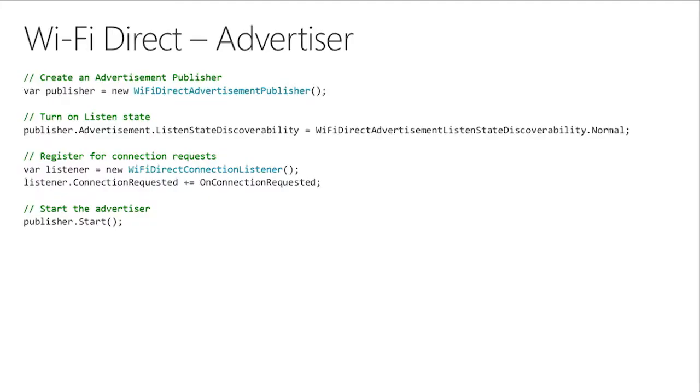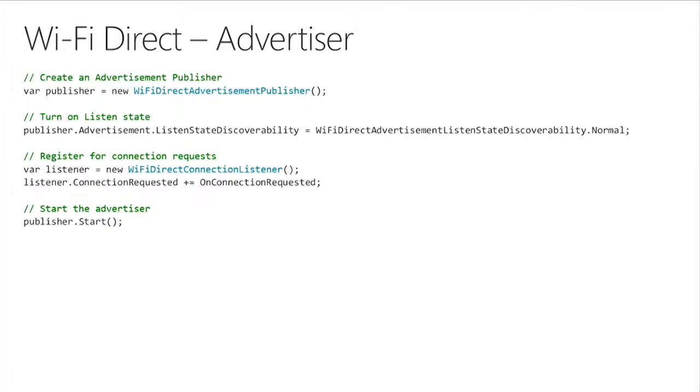So let's talk about the code that powers these applications. Vishal, if you could walk us through what it takes to build one of these applications. Sure. So from the demo app, we saw that the Wi-Fi Direct API had two distinct roles. One was the advertiser and the connector. The connector connected to the advertiser. Let's take a look at how to write the advertiser.